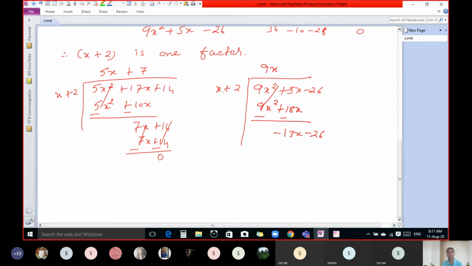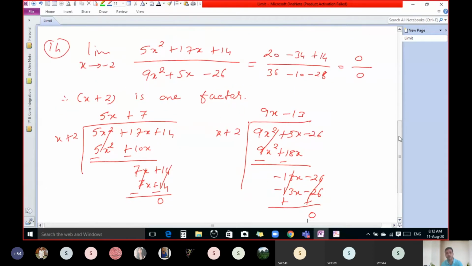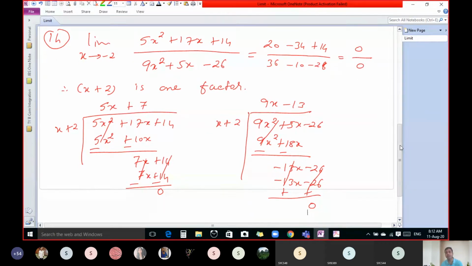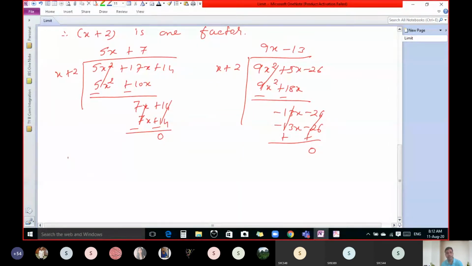Now minus 13x divided by x, so we get minus 13. So multiplied by minus 13, we get minus 13x and here we get minus 26. Change the sign, plus plus, and this will cancel, this will cancel, and we get 0. So now we can say that there are factors of the numerator as well as the denominator. Both have one factor x plus 2, and the other factor of the numerator is 5x plus 7 and of the denominator is 9x minus 13. So let us write your question in a different way.